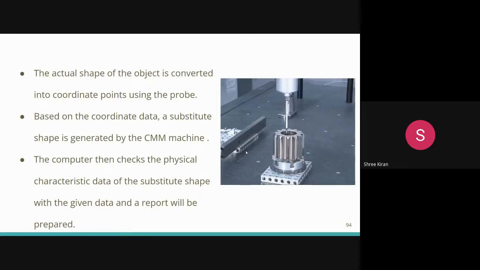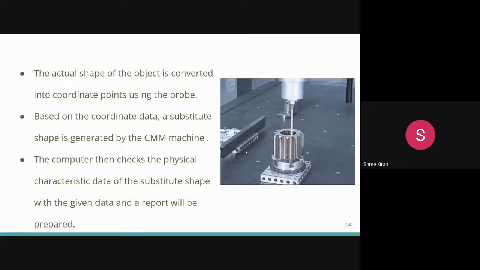So what happens in the case of CMM? The actual shape of the object is always converted into coordinate points using the probe. Then, based on the coordinate data, a substitute shape is generated by the CMM machine.